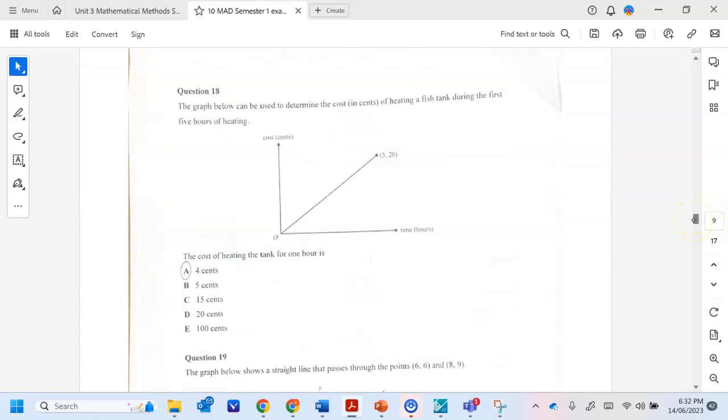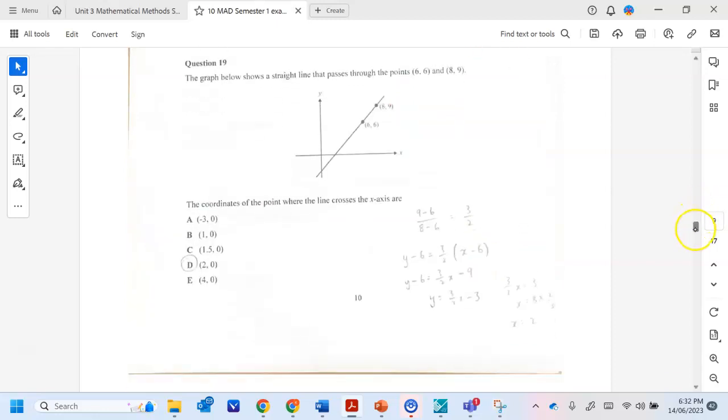All right, question 18, moving on to some linear. We're heating a fish tank, so just interpreting what this point means. 5 hours costs 20 cents. So if we want to know how much it is for 1 hour, we can just do 20 divided by 5, which gives us 4, which is the same as your gradient. So 4 cents an hour.